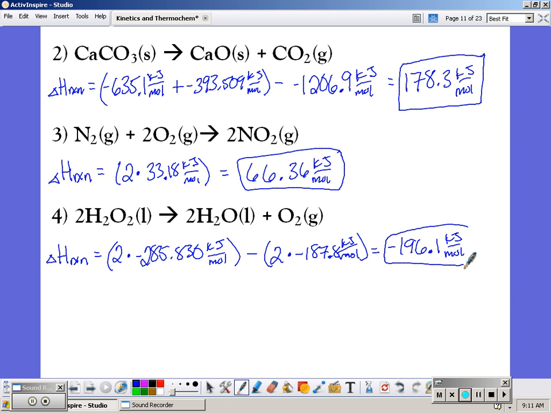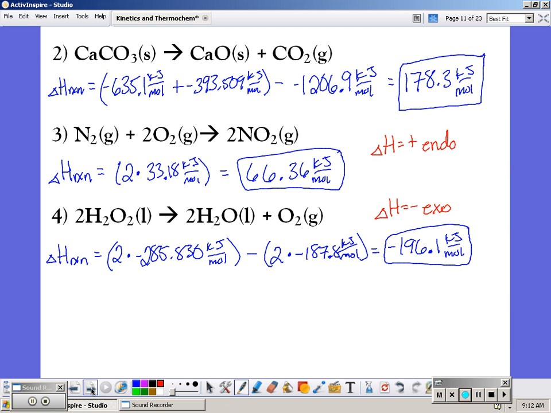Notice that these first 2 have positive delta H values. When delta H is positive, it's an endothermic reaction, so the first 2 are endothermic. My last one here, delta H, is negative, so that would tell me that this is actually an exothermic reaction.